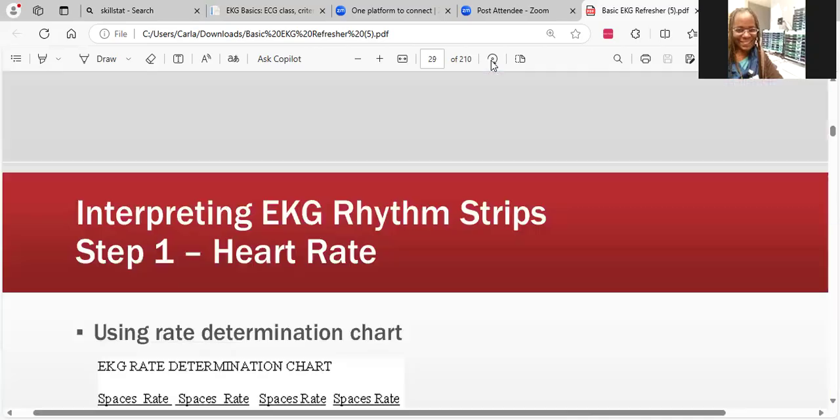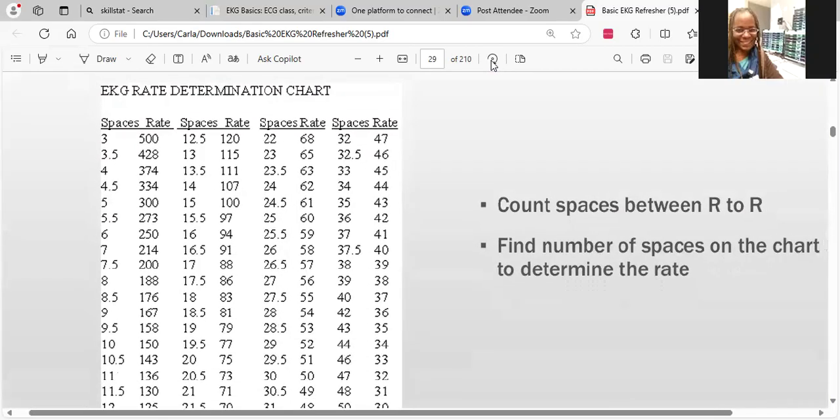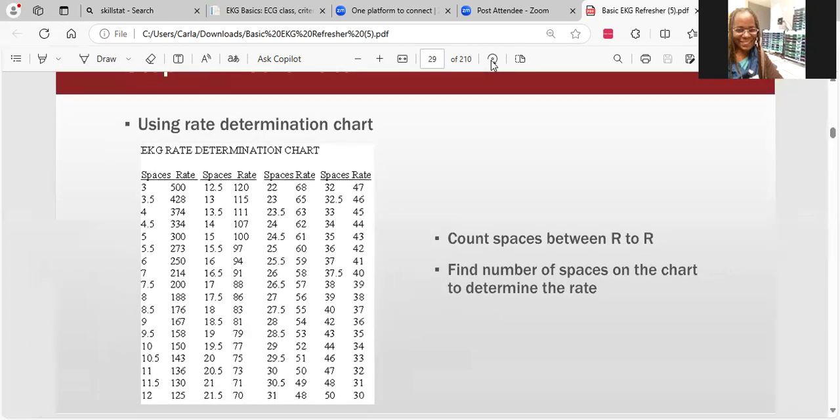If you have a really handy chart of heart rates, over time, you'll start to recognize how some of these numbers start to stick in your head with how many boxes there are. But it's a great way to determine what your heart rate is. If we can determine the heart rate, then we're on our way to determining what the person's heart rhythm is based on their EKG.